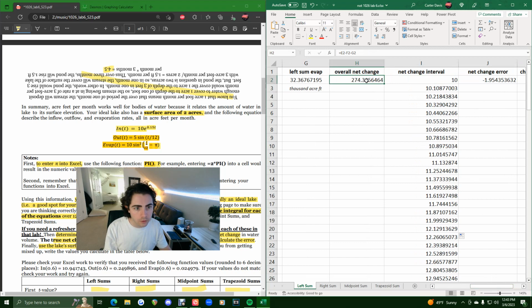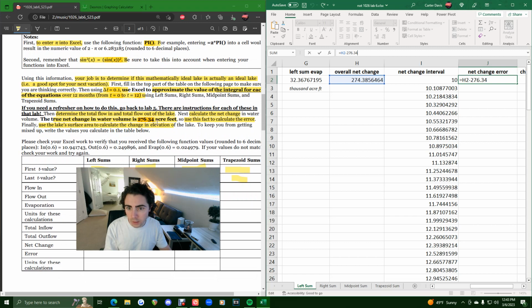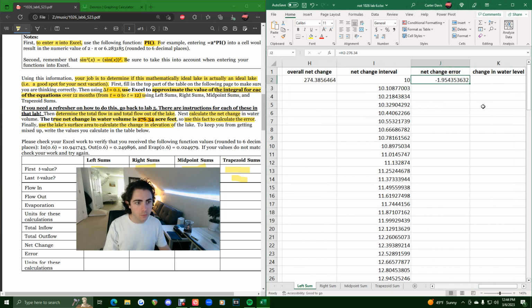All right, net change error. This just comes from the overall net change minus the exact value that they told you right here. So 276.34. So we do just H2 minus that. Again, addressing something in the last lab, they said you have to do the absolute value of it. It's a personal preference thing at this point. I don't know. Maybe error in general is supposed to always be positive. It's up to you. As long as you have the value of it, I don't really care. No one should care. The error is 1.95, positive or negative.